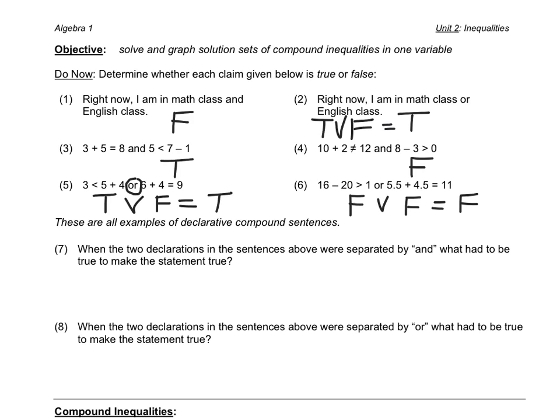All right, so basically what we're getting from this idea, this is what the follow-up is. When two declarations in a sentence are separated by and, they both have to be true in order to be true. All right, so in number 1, again, we have a symbol for and also. One part of it was false. The first part was true and the second part was false, so we claimed it was false.